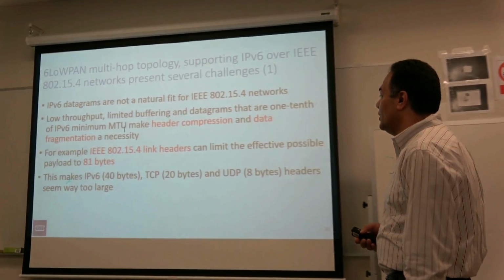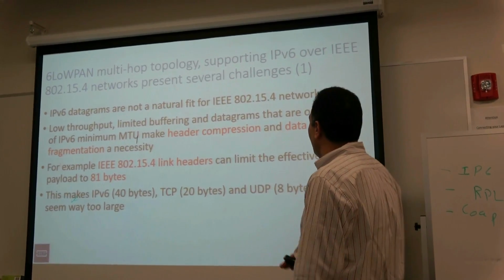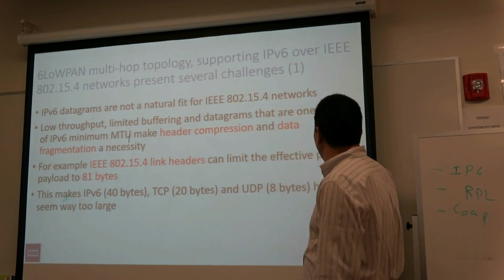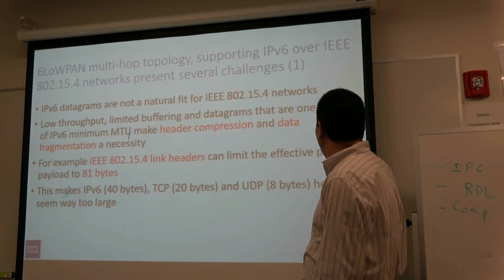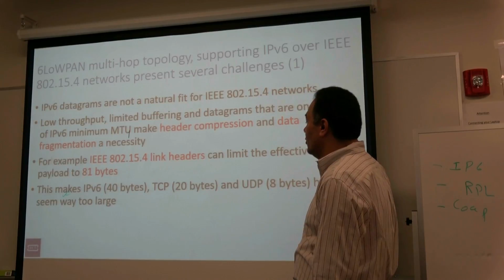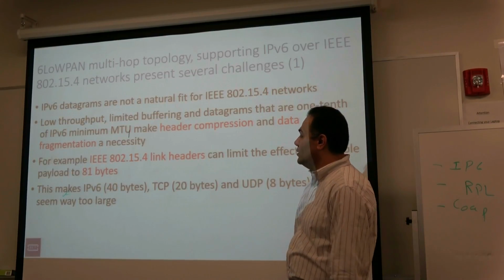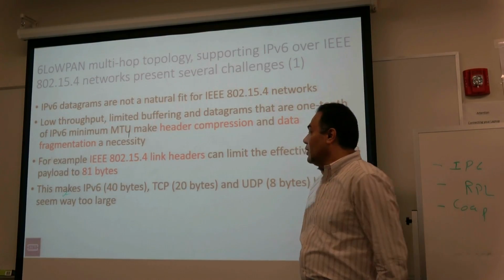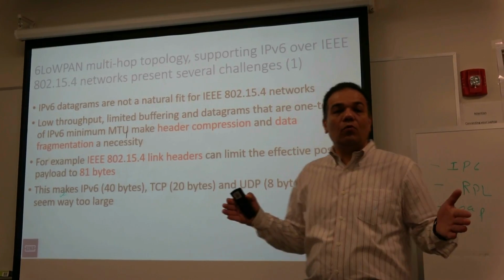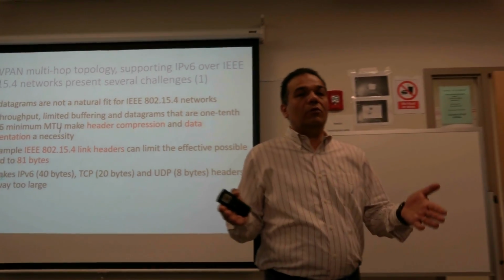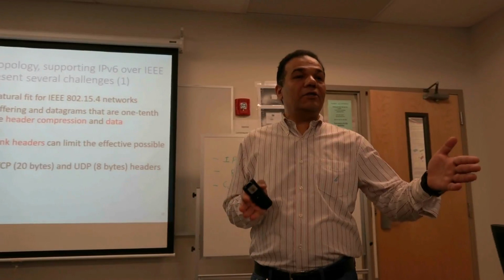So, for example, in this protocol the headers can limit the effective possible payload to 81 bytes. So the frame is 127 bytes, the data will be 81 bytes, and the rest will be how much?